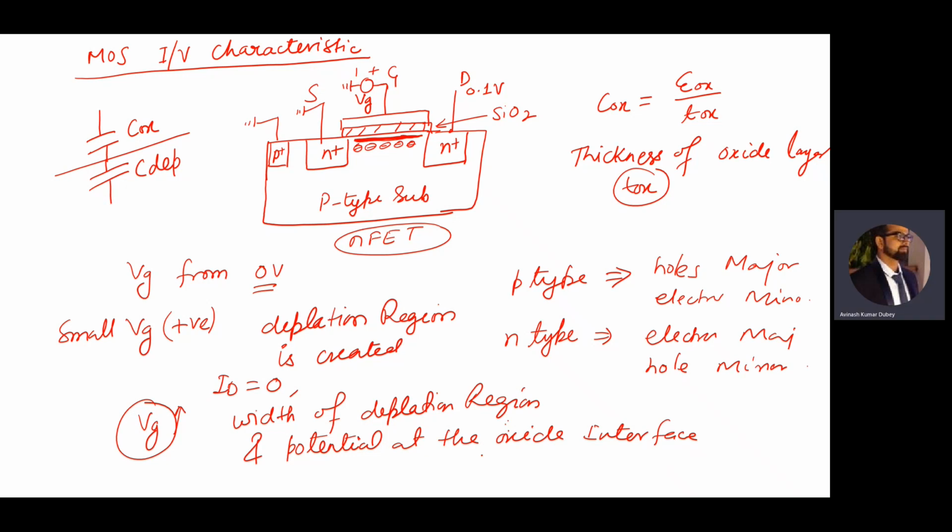When the interface potential, the potential at the oxide interface, reaches a sufficiently positive value, some cutoff value, electrons flow from the source to the interface and eventually to the drain. So what will happen?